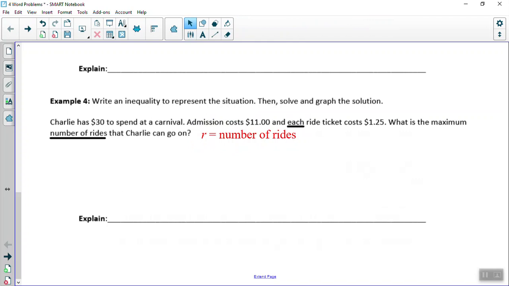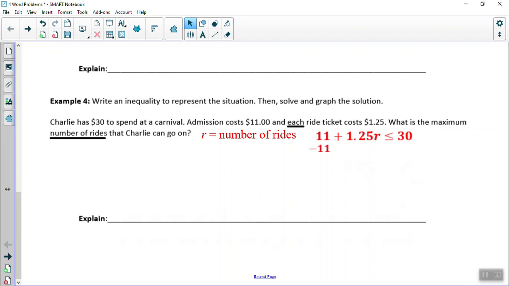What is the maximum number of rides that Charlie can go on? Okay, maximum, that's the most. Right? He can do less than, but he can't do more than. So he can only spend a total of $30, so he can spend less, he cannot spend more. So when we go to write our inequality, we've got our $11 it costs to get in, plus the $1.25 for each ride has to be less than or equal to $30. He can't spend more than what he already has. All right, let's go ahead and solve.